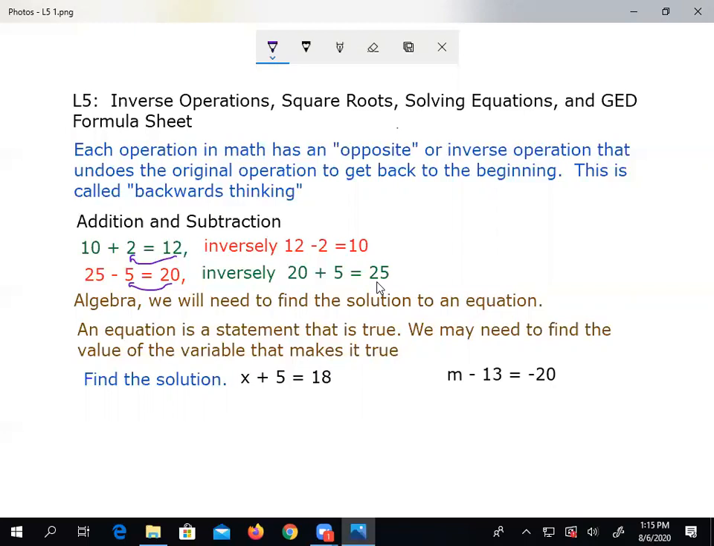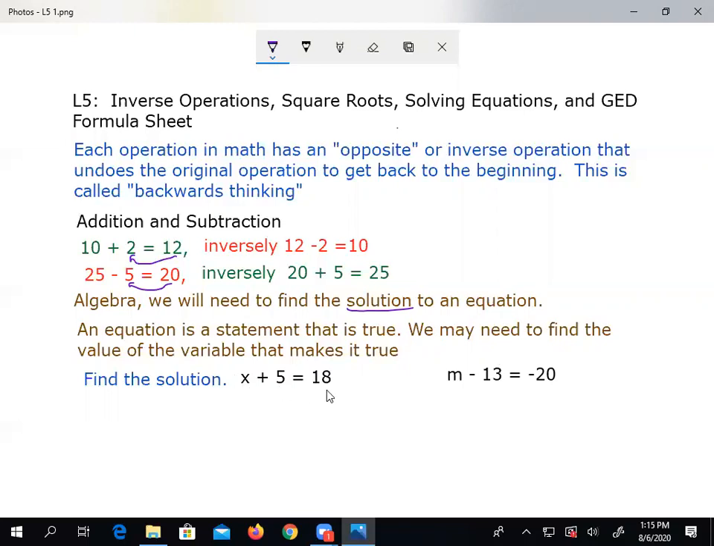So each operation in math has an inverse operation. This comes in handy when we start to deal with some of the algebra topics. In algebra, we may have an equation, and we may need to find the solution to an equation. The word solution is basically the answer to an equation. An equation itself is a statement that is true. Sometimes we need to find the value of the variable that makes it true. So if I want to find the solution to the equation x plus 5 equals 18, what I'm looking for is the value of the variable x that makes the statement true.